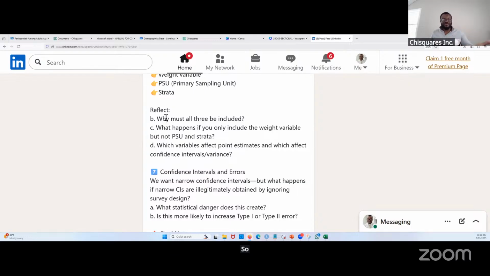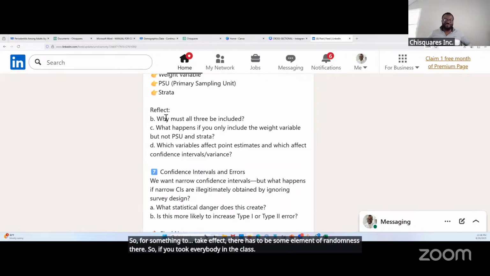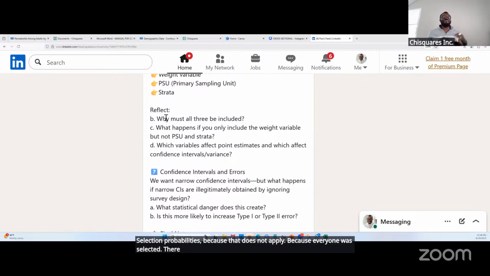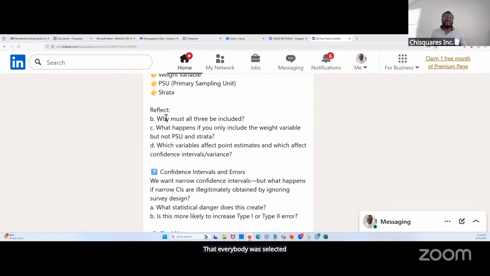So for sampling to take effect, there has to be some element of randomness there. So if we took everybody in the class, well, we have saved ourselves the headache of having this discussion about selection probabilities because that does not apply because everyone was selected. There were no probabilities involved. It was a certainty that everybody was selected. Now, if it's a very large class, yeah, go ahead, please.